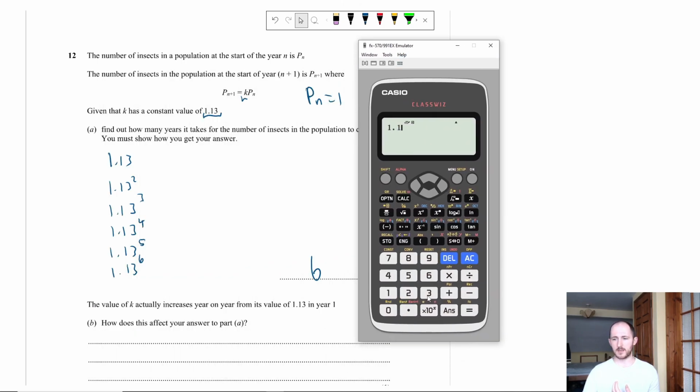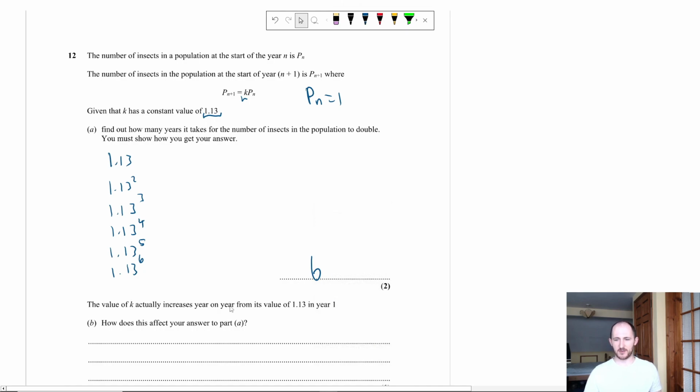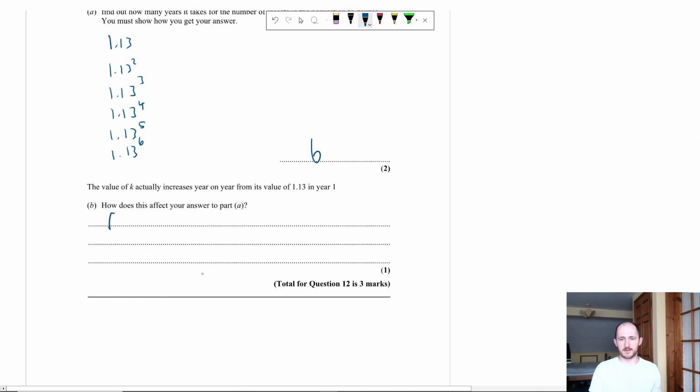So what you'd do is you'd type in your calculator 1.13. Then if I have it squared, what would happen? Okay, it's this, write down what that is, and then continue going up until you get to eventually 6, which should give you the exact same answer that I just mentioned. The reason why we waited for it to go up to 2 is because 2 is double 1, right? It now says k actually increases year on year from its value in 1.13 in year 1. How does this affect your answer? Well, if it's increasing, it should get to double faster. So it'll be fewer years to wait. That'll be pretty much the only thing you need to say.